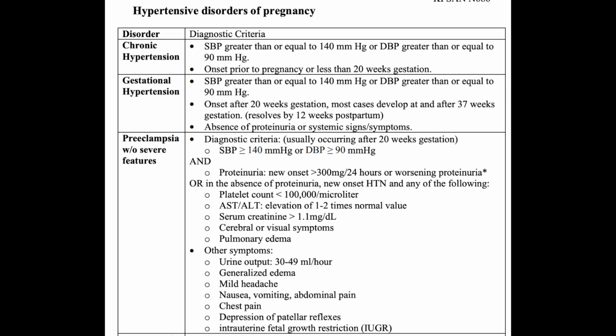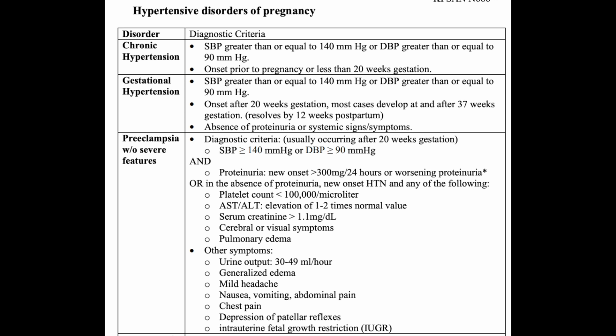Now, as you can see, there's a little asterisk next to proteinuria or worsening proteinuria there in the notes, because current recommendations state that clinicians should also consider the diagnosis of preeclampsia in the absence of proteinuria when any of the following signs are also present. You can see the list there: low platelet count, less than 100,000, elevation of liver enzymes, elevated serum creatinine, any kind of cerebral or visual disturbances, as well as a presentation of pulmonary edema.